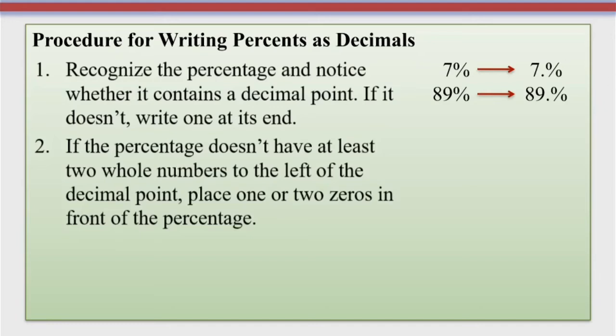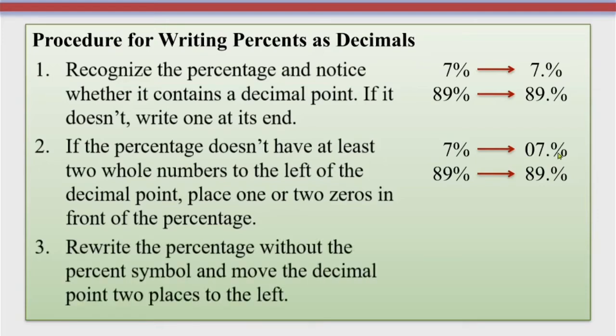The next thing you do is you add in any zeros to fill out your whole numbers. Basically, what you're going to be doing is you're going to be moving this decimal place 2 places to the left, so you just write in those zeros. And then you go ahead and move those decimal places 2 places to the left and drop the percentage sign.